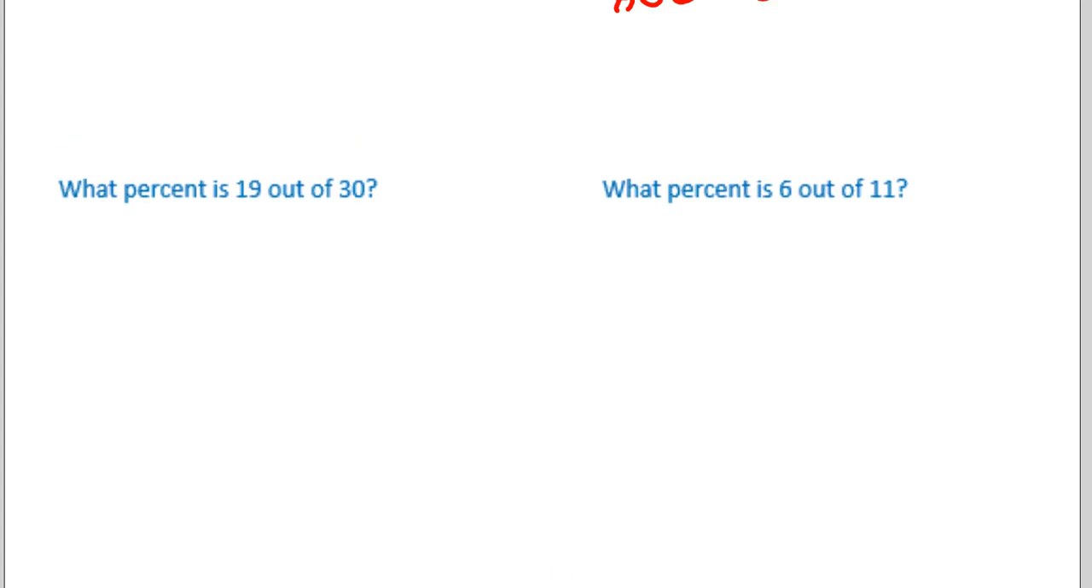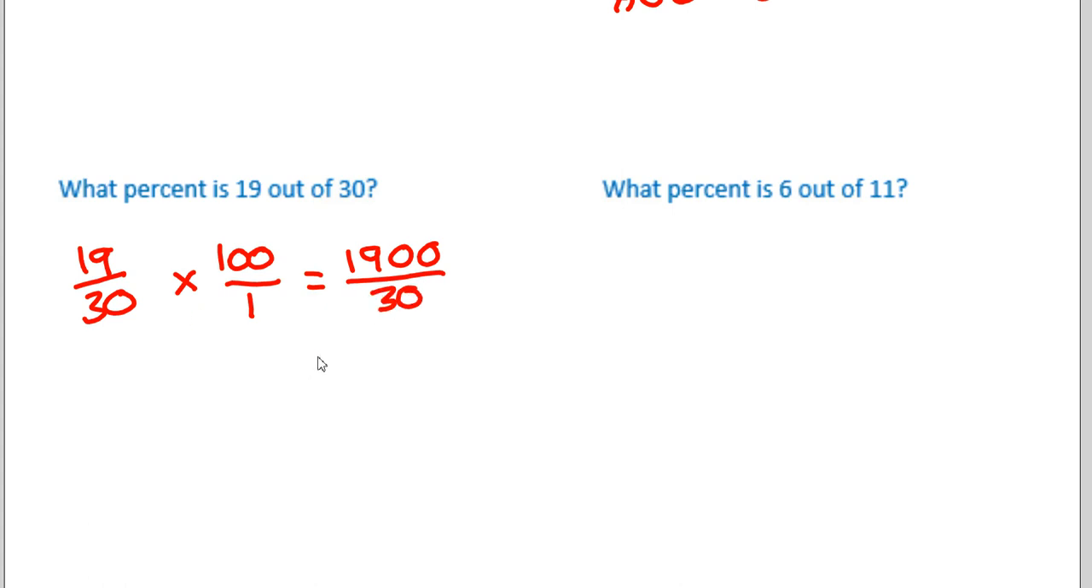Next thing, what percent is 19 out of 30? As a fraction, 19 out of 30 times by 100 over 1. 19 times 100, 1900. 30 times 1 is 30. Divide the top and bottom by 10, so I get 190 over 3. Then you could work out, like I did above, what's 190 divided by 3? That's totally fine.